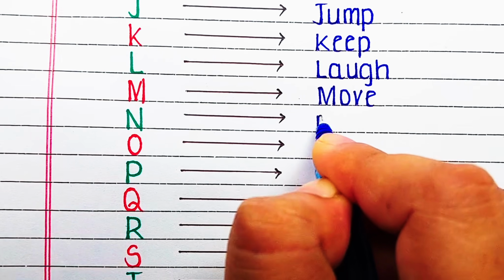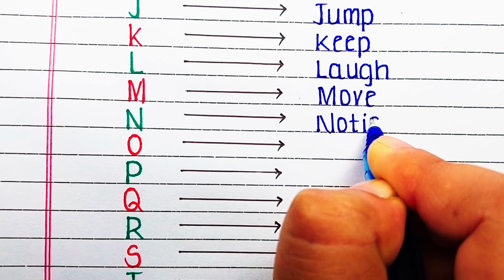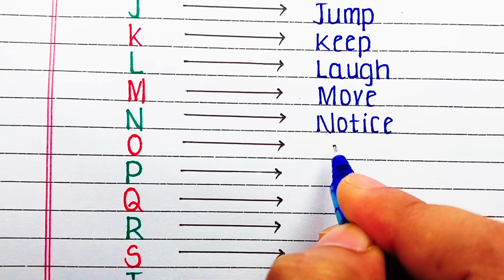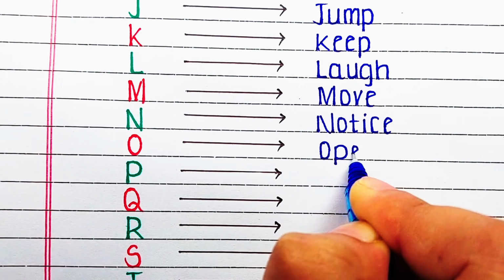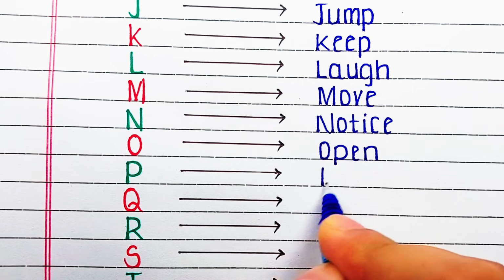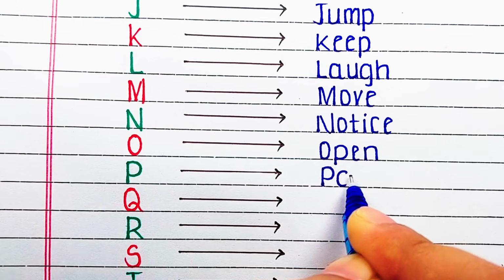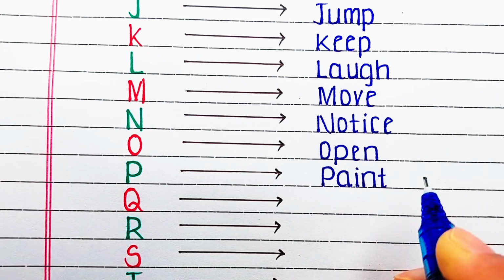Next is alphabet N. The word starting with letter N is NOTICE, notice. Next is alphabet O. The word is OPEN, open. Next is alphabet P. The action word is PAINT, paint.